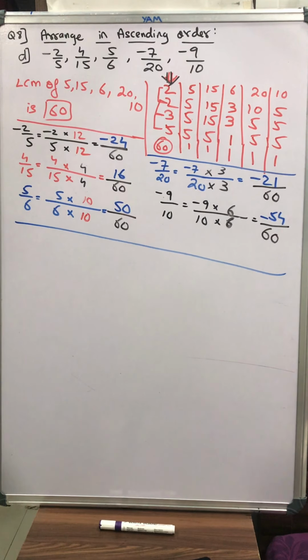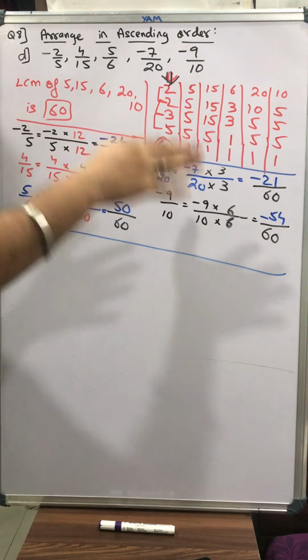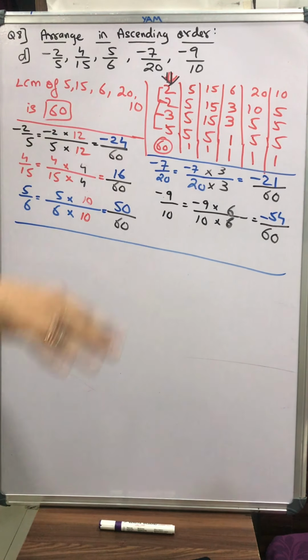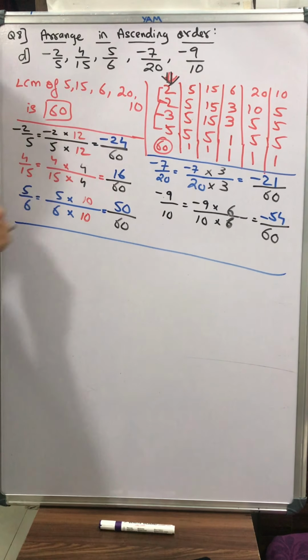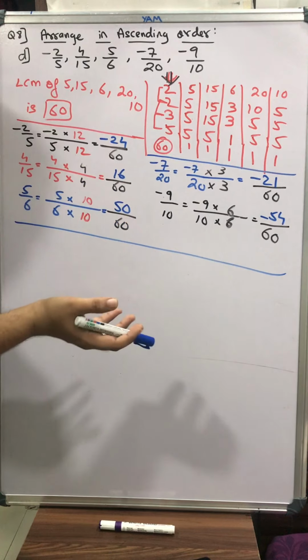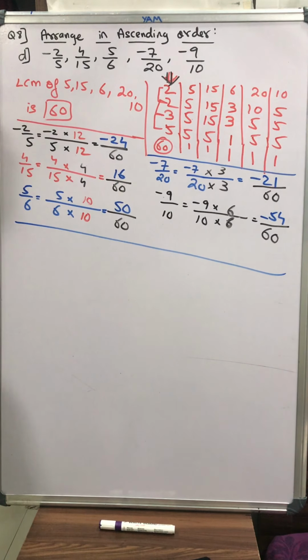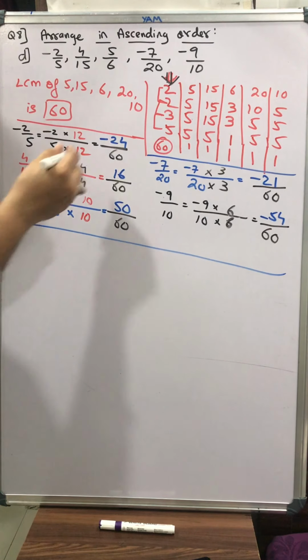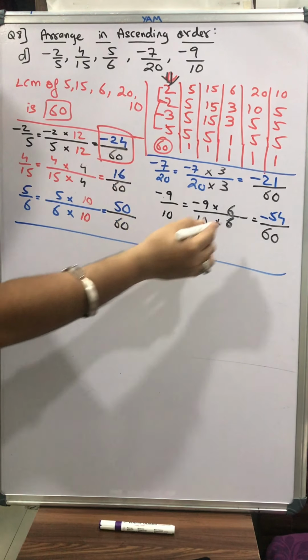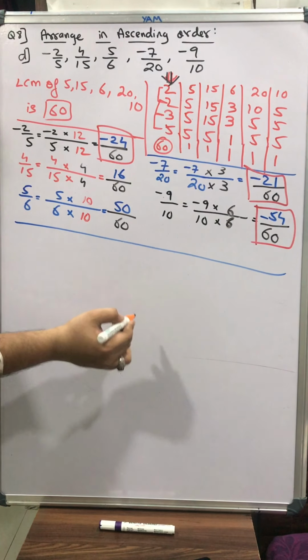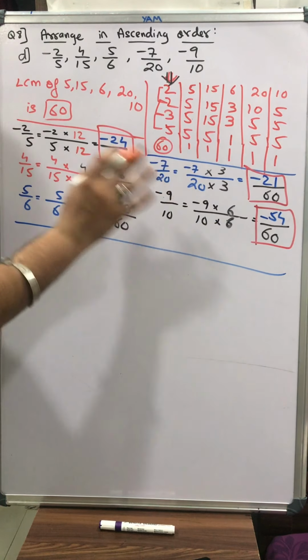From smallest to biggest. So of course negative numbers are the smallest. Negative numbers are always the smallest as compared to positive numbers. And in negative numbers, students, the number which is bigger is actually considered as smaller. For example, I want to highlight this, that negative numbers I have here minus 24 upon 60, minus 21 upon 60 and minus 54 upon 60. Just leave the 60 60 in the denominator because all are equal.